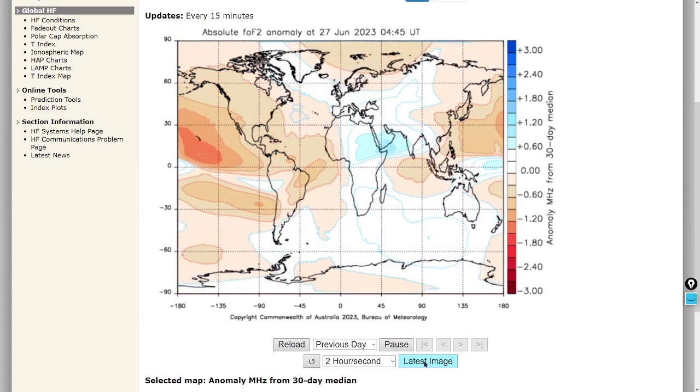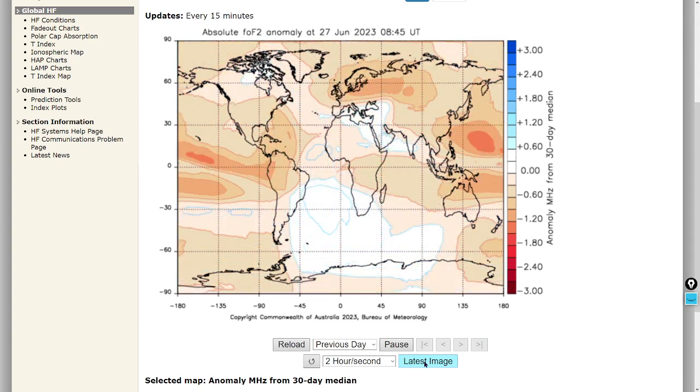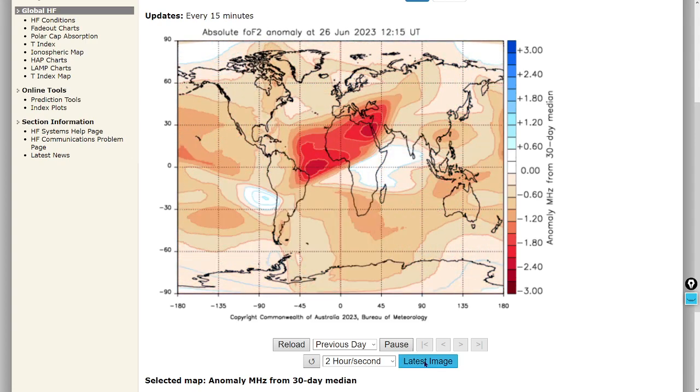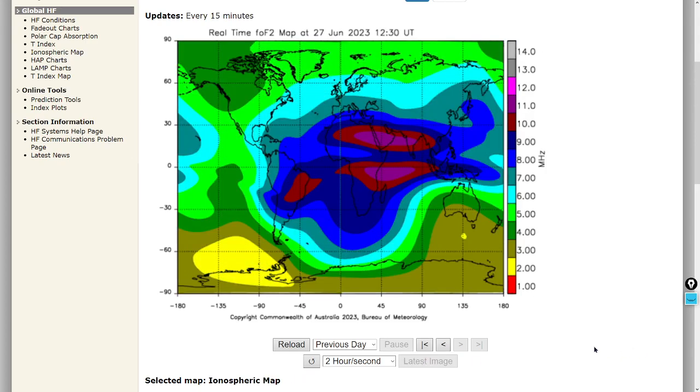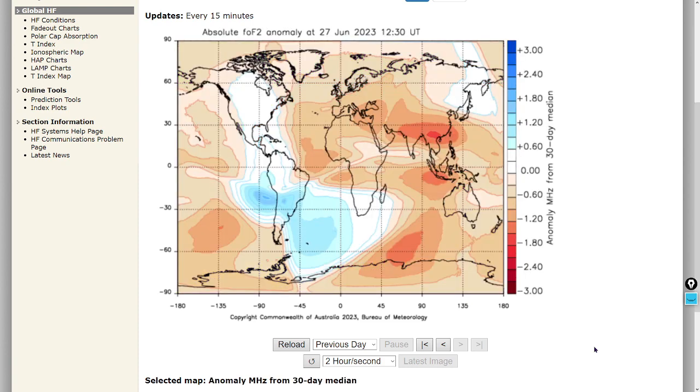Anyway, here's the latest image. This is the 12:30 Universal Time ionogram and the 12:30 Universal Time anomalygram. Anomaly in megahertz from a 30-day median.